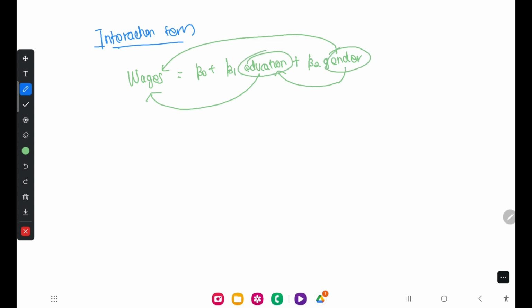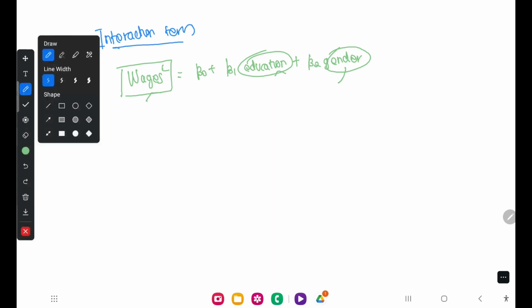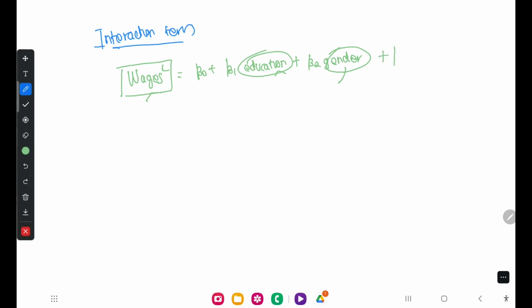So if you don't consider the relationship between these two in your regression equation, then it's going to be a biased or a misleading equation. The wages are not going to be predicted properly. So you introduce an interaction term. How do you introduce an interaction term? You say beta 3, where you consider both education and gender. So basically the product of these two is the interaction term.